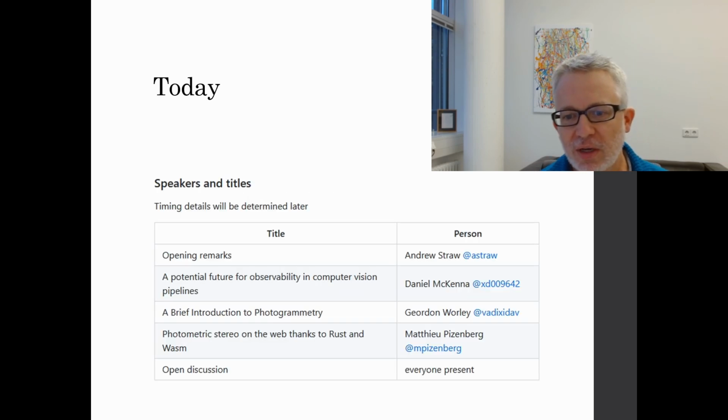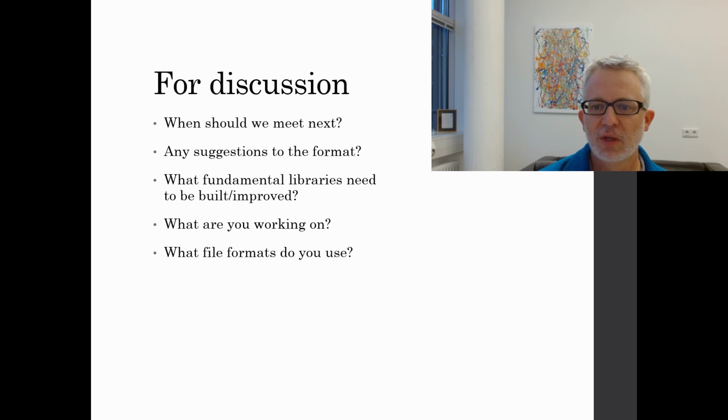So tonight we've got 3 speakers. Danielle McKenna is going to talk about a potential future for observability in computer vision pipelines. Jordan Worley is going to give a brief introduction to photogrammetry, and Matthew Piesenberg is going to talk about photometric stereo on the web thanks to Rust and WASM. And with those 3 speakers, hopefully we're going to have some time for open discussion afterwards. I think that's my last slide. Let me check. Oh, no.